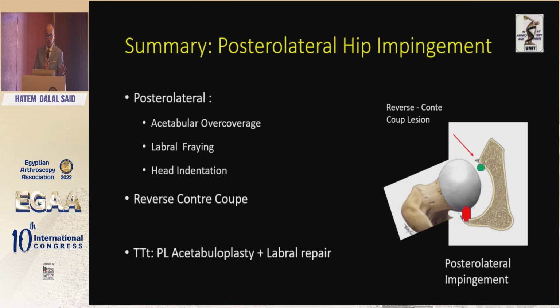So just in summary, to remind you to keep an eye for this posterolateral impingement, acetabular overcoverage, labral fraying is the telltale sign, head indentation, look for that, and you may find the reverse contre-coup lesion on the front and you need to repair it. The treatment is similar to what you're doing on the front, but it's in the posterior part, which is posterolateral acetabular-plasty plus labral repair. Thank you.